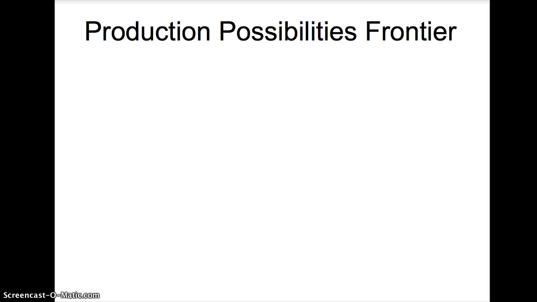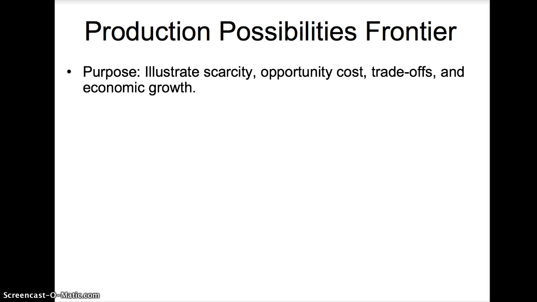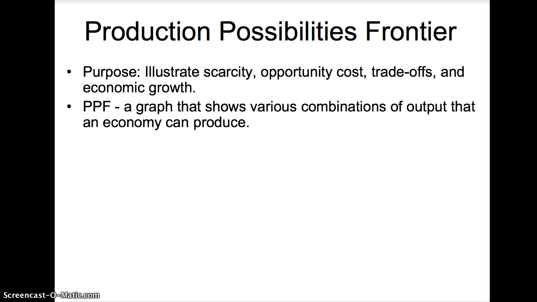Model 1 is the production possibilities frontier. This is a simple model, but its purpose is to illustrate several key economic concepts like scarcity, opportunity cost, trade-offs, and economic growth. The production possibilities frontier, or PPF for short, is a graph that shows various combinations of output that an economy can produce.